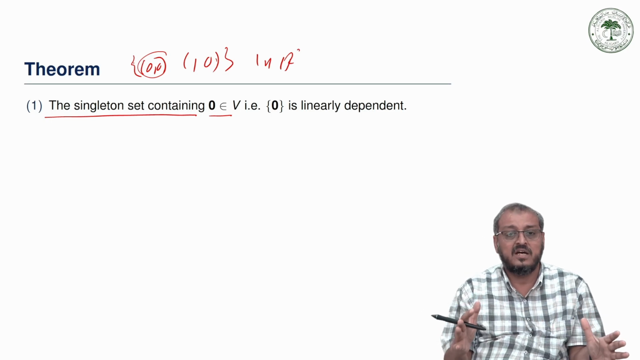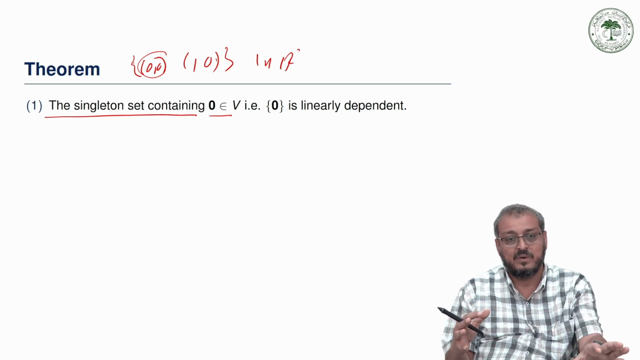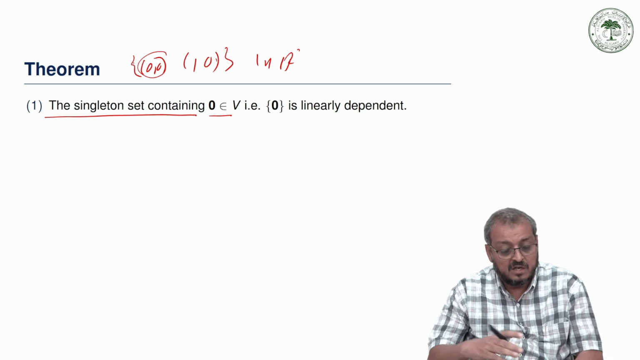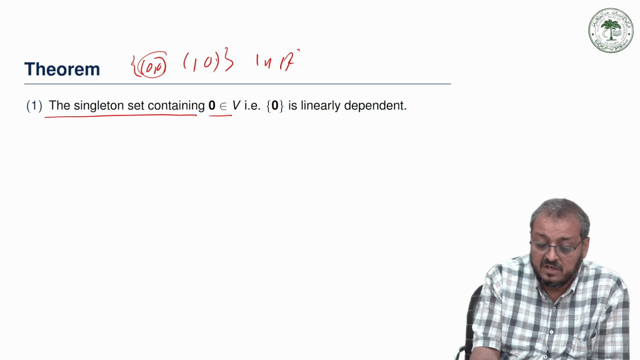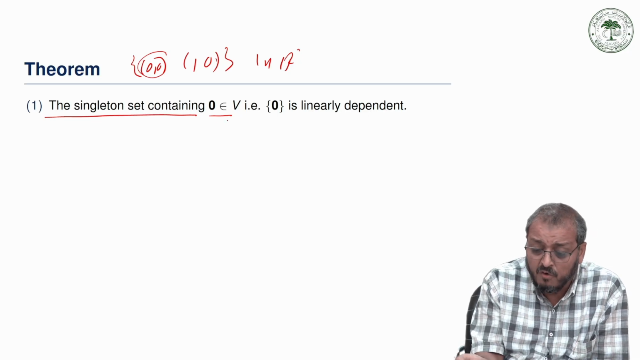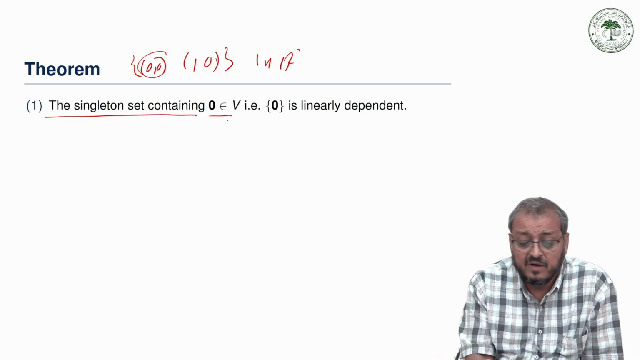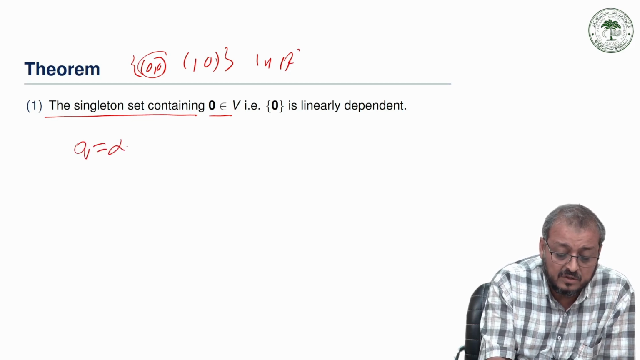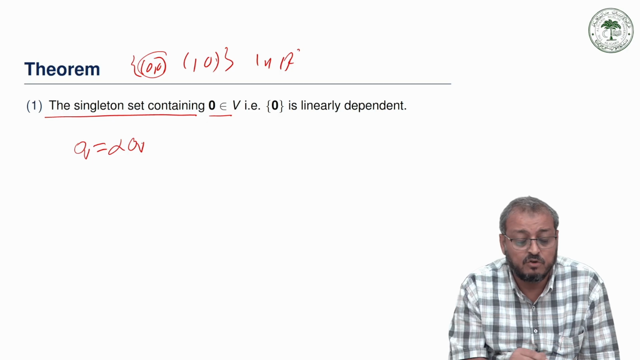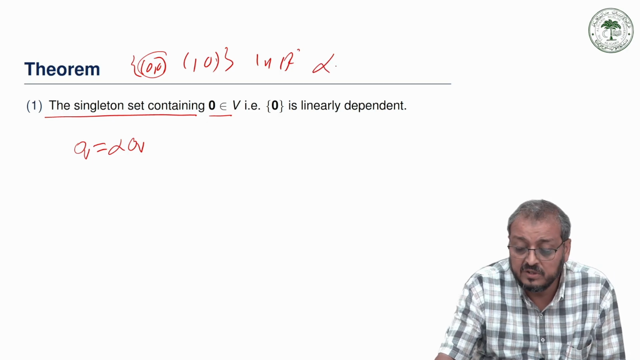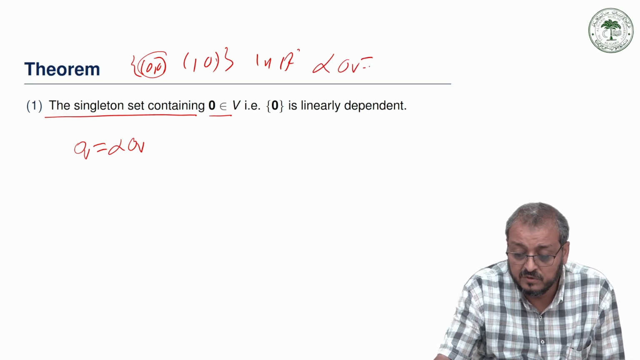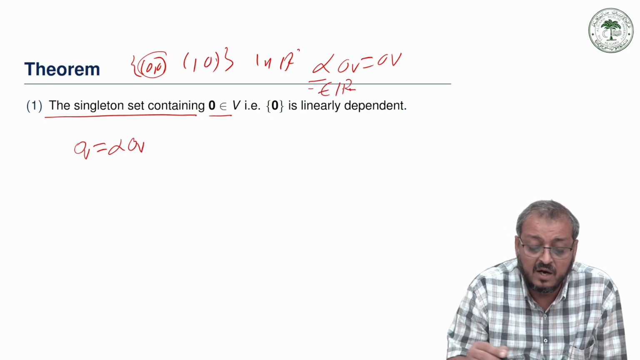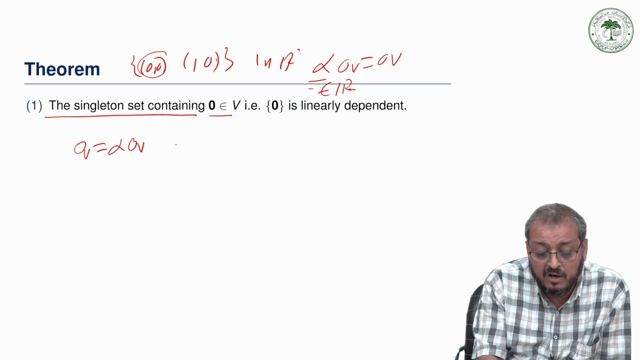If we see any set containing the 0 element of the vector space, then we can say the set is clearly linearly dependent. How do we prove this? It is very trivial. We can write 0 of V in the form alpha times 0 of V. In a vector space, we know that alpha times 0 of V is equal to 0 of V, for alpha belonging to R.